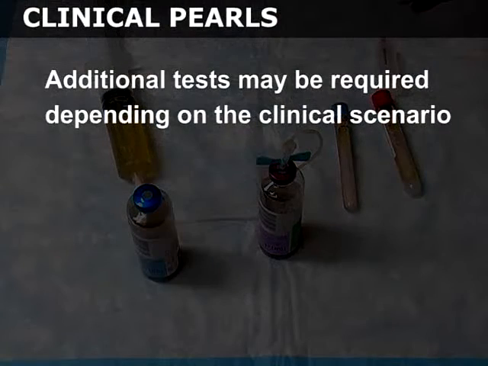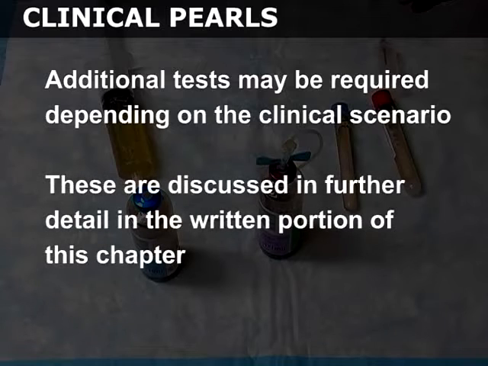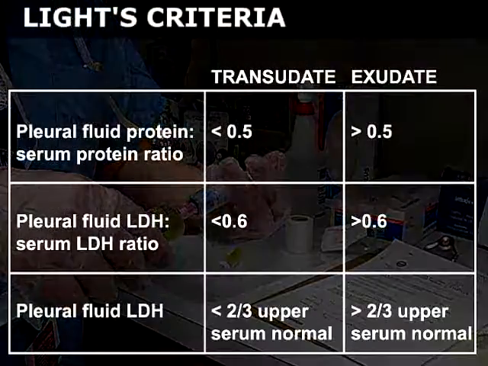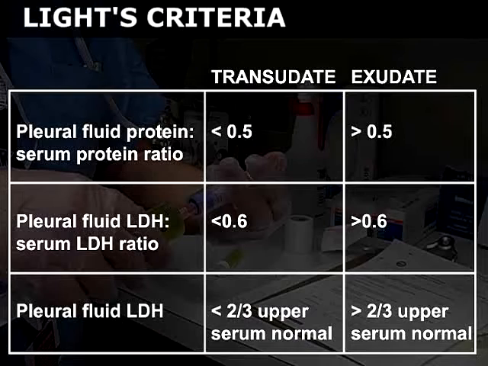Additional tests may be required depending on the clinical scenario, and these are discussed in further detail in the written portion of this chapter. The first step in pleural fluid analysis is determining whether the effusion is a transudate or exudate by applying Light's criteria.